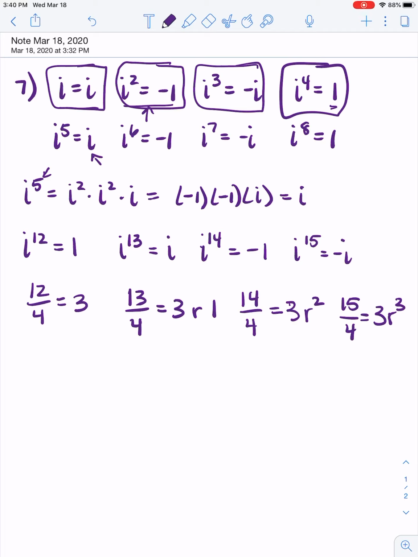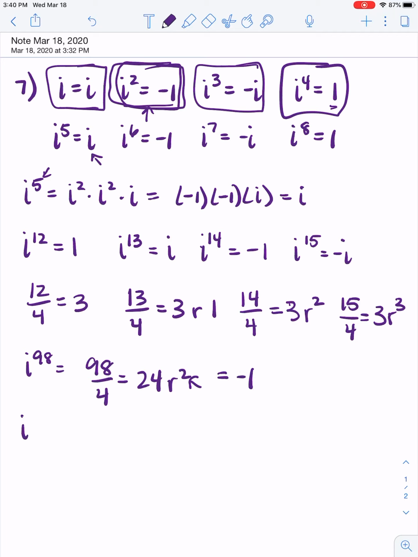So using this logic, for i to the 98th, we're going to do 98 divided by 4. That does not go in evenly. I end up with 24, with a remainder of, oh, hold on one second, a remainder of 2. Since it's 2, I know it's going to be i squared, so my answer is going to be -1.